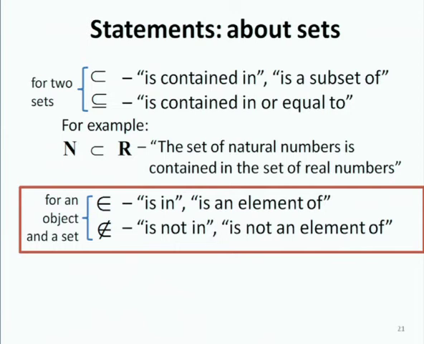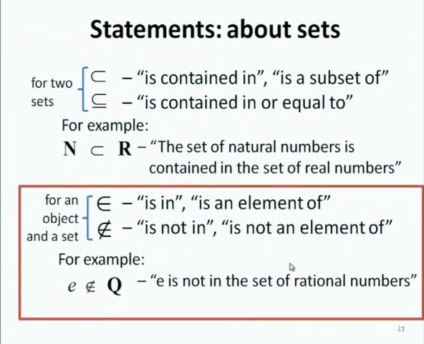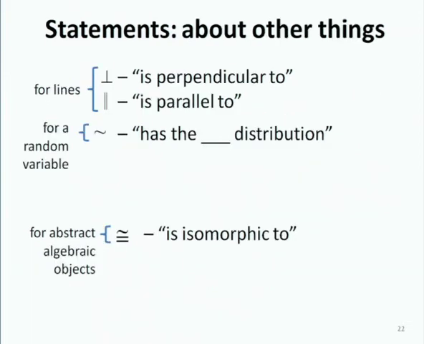You couldn't use this symbol here because this symbol is used for objects and that is a set. So since they're 2 sets, I have to use this symbol. For example, the number e is not in the set of rational numbers. That's how you would read that aloud. But just be aware, you could also read it as "which is in," depending on context.